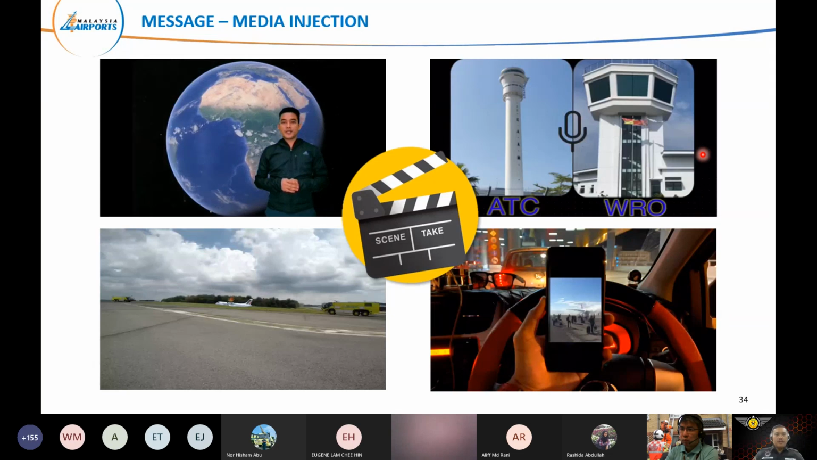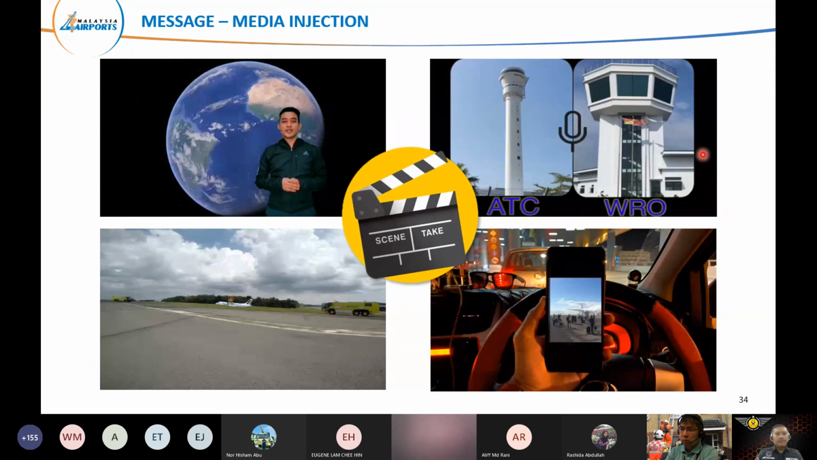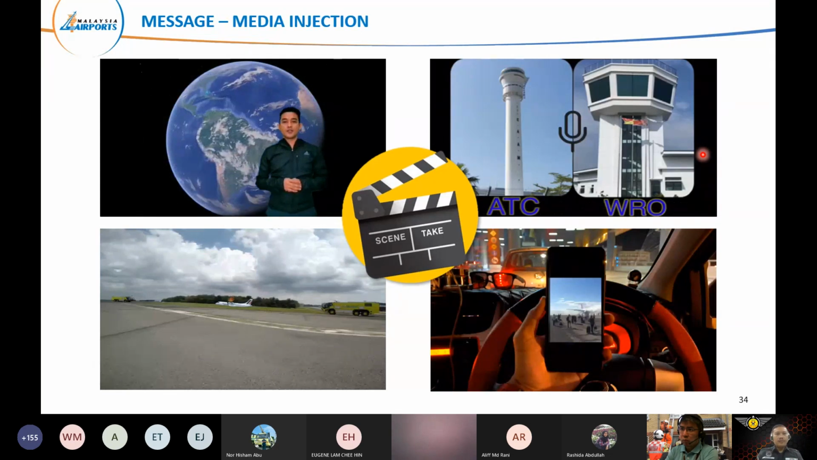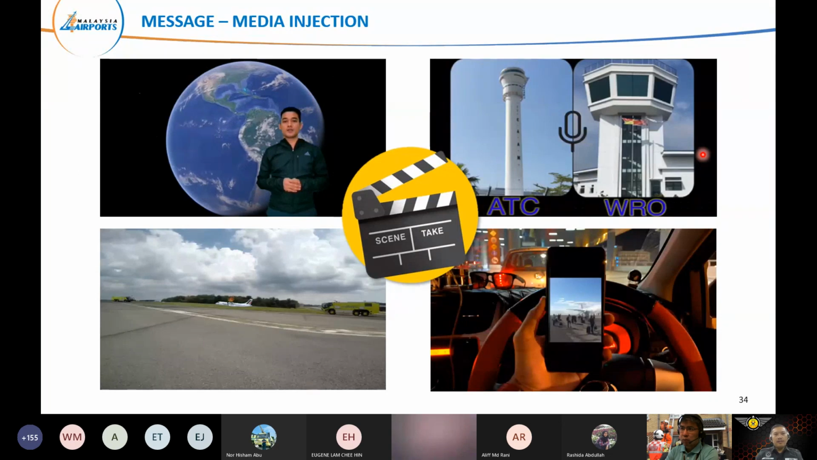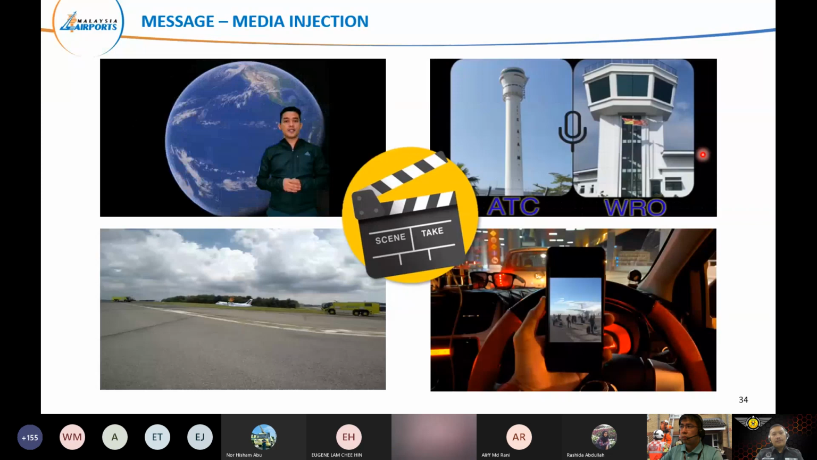Tinjauan keadaan cuaca pada pagi ini menunjukkan keadaan cuaca cerah di seluruh negara, Semenanjung Malaysia. So the actor inside the video is our fire officer. Untuk butiran selanjutnya, kita ke paparan imej satelit di Asia Tenggara.